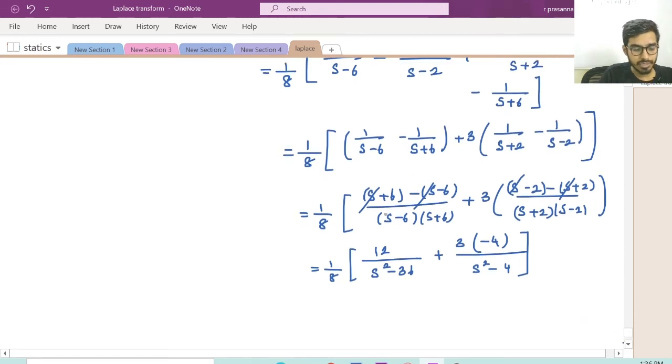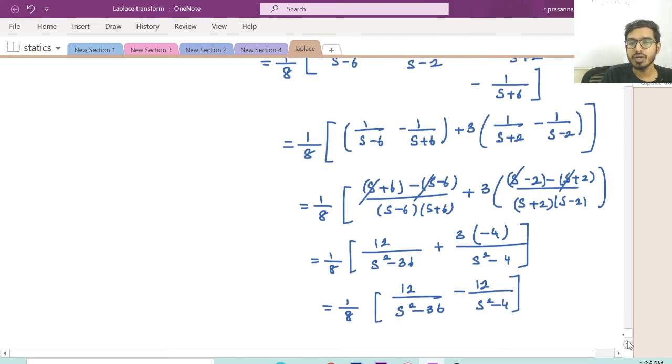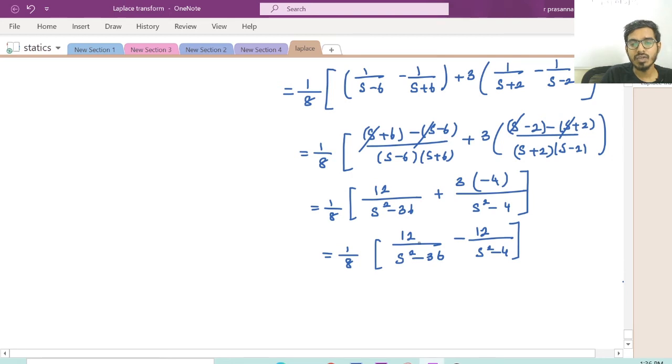So this will be equal to 1 by 8 times 12 divided by s square minus 36, minus 12 divided by s square minus 4. If you want to simplify this to some more extent, if you again take LCM for these two, you can also do that, right? You have time.